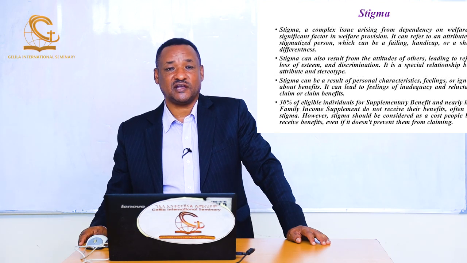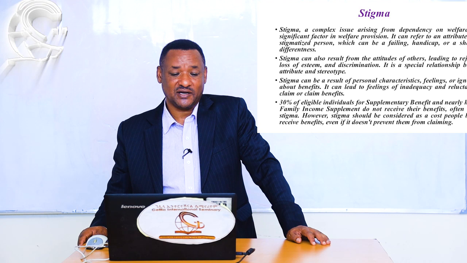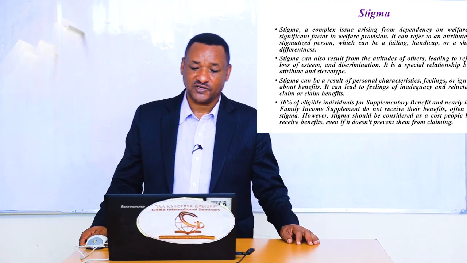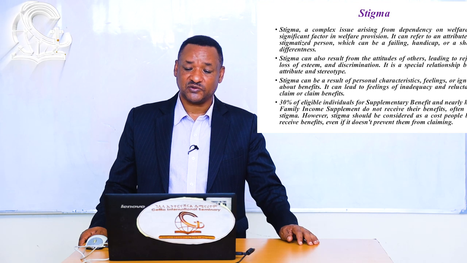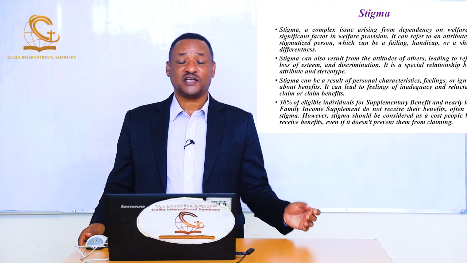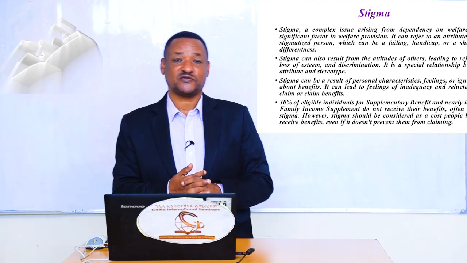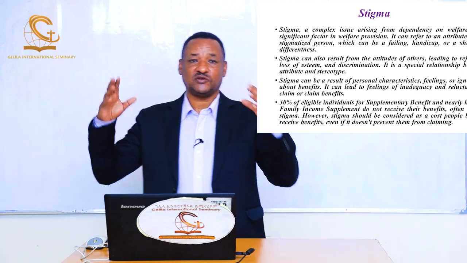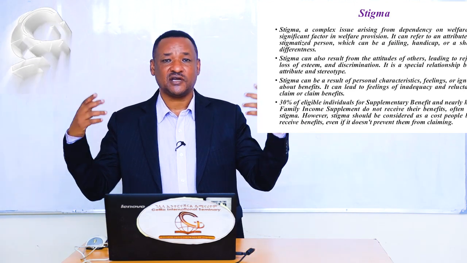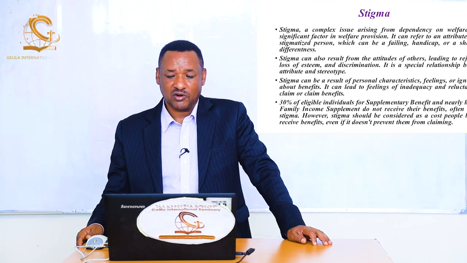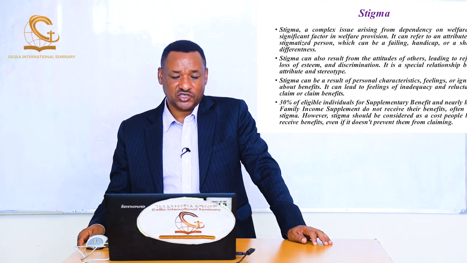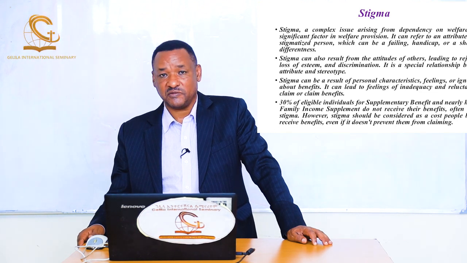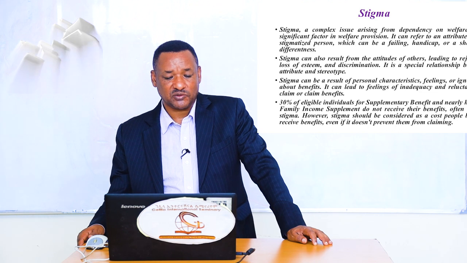As we can see, because of this interaction, we also have to look at stigma. It is an issue arising from dependency on welfare and is a significant factor in welfare provision. It can refer to an attribute of the stigmatized person, which can be a failing, a handicap, or something shameful. Stigma can also result from the attitudes of others, because some groups of people undermine other people, and groups, maybe families, are undermined by rejecting groups. So stigma can result from rejection, and also from loss of esteem and discrimination. It is a special relationship between attribute and stereotype.